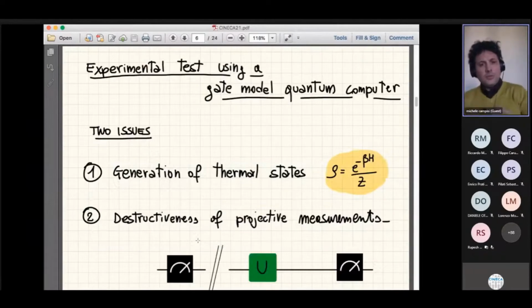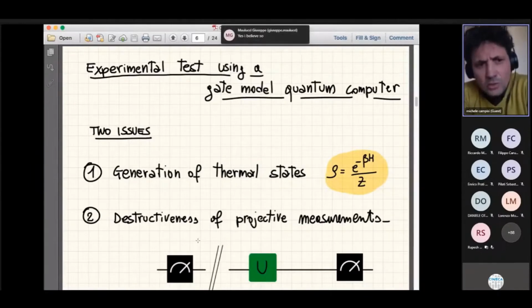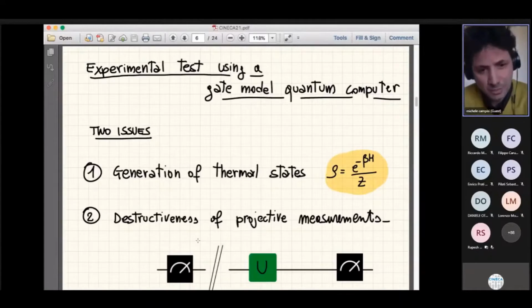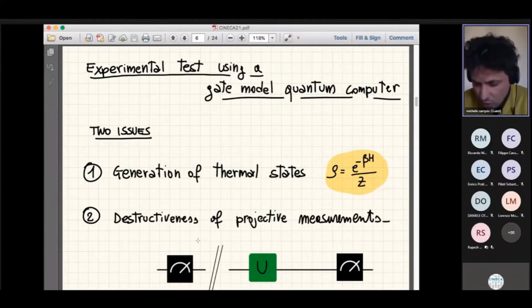If you try to implement such a test on a gate model quantum computer, you soon realize that there are two issues to overcome. The first is that the input state of circuits is typically a pure state, so you have to generate the thermal state. And the second, more important problem: typically the first projective measurement will destroy your circuit, and you will not be able to proceed further. Typically the measurement occurs only at the end of the circuit, because, as we all know, projective measurements can be very invasive.